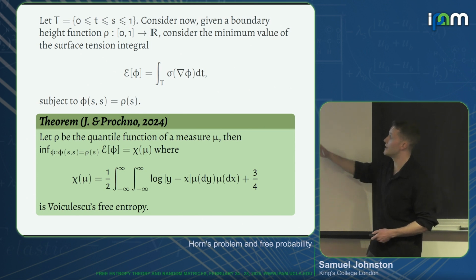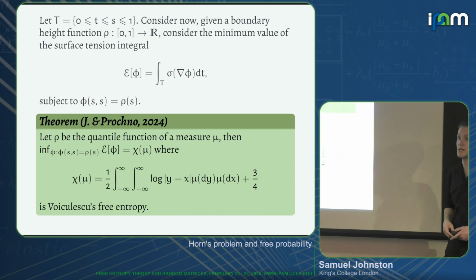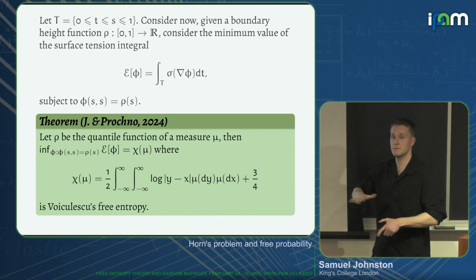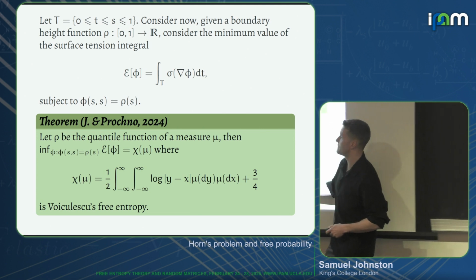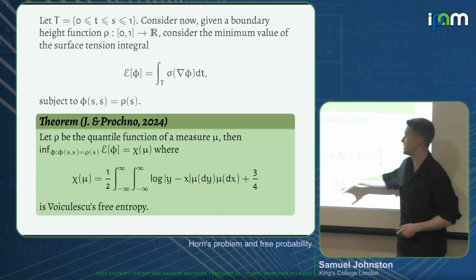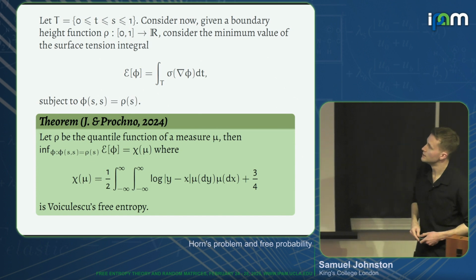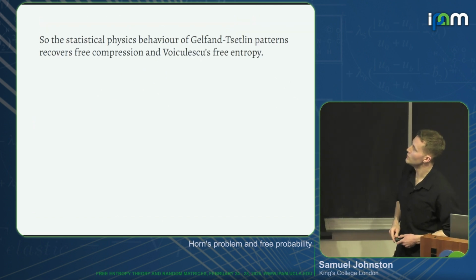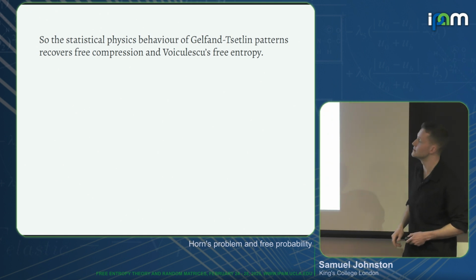And finally, we show that if you integrate the total surface tension over this surface, if you take the perfect minimizing surface and integrate the amount of surface tension or free energy over the surface, the value of the integral at the minimizer is equal to the free entropy of the probability measure mu. But that was a bit of a rush. So the statistical physics behavior of Gelfand-Tsetlin patterns recovers free compression and Voiculescu's free entropy.